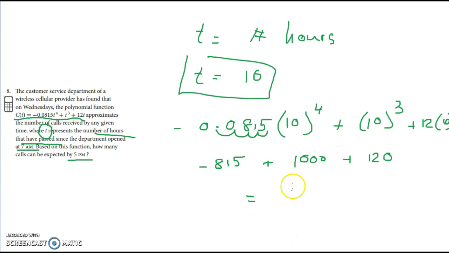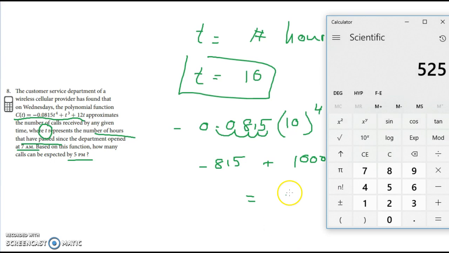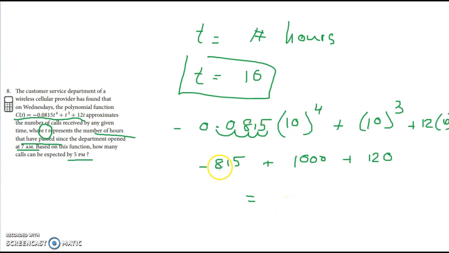And so then if we add all these things up, let's see what we got. Well, you know what? Okay, challenge accepted. I can do this. So negative 815 plus 1,000 should be positive 185. And then that plus 120 is going to be equal to, what is this going to be? 305, right? Okay, that should be our answer.